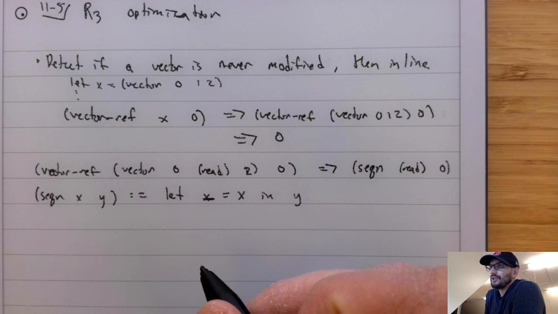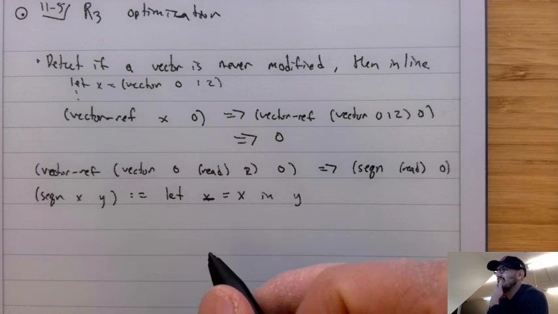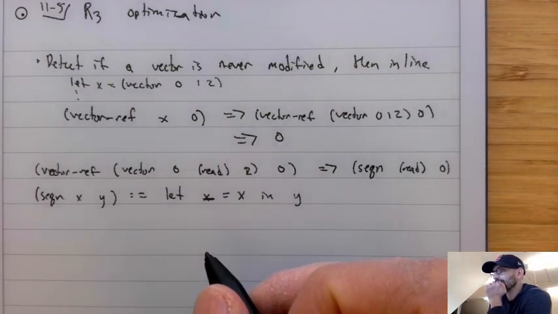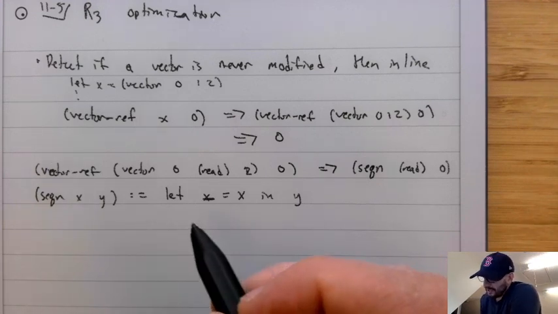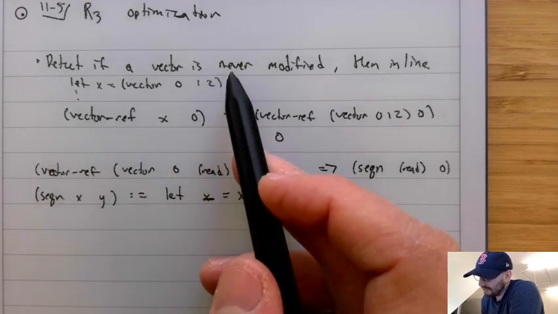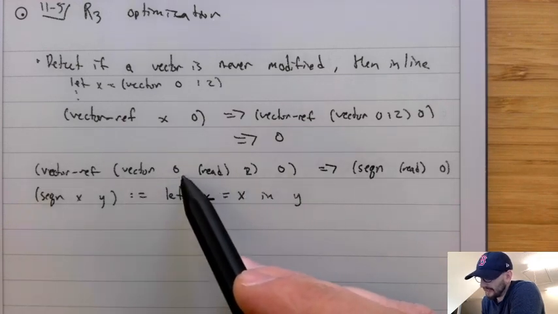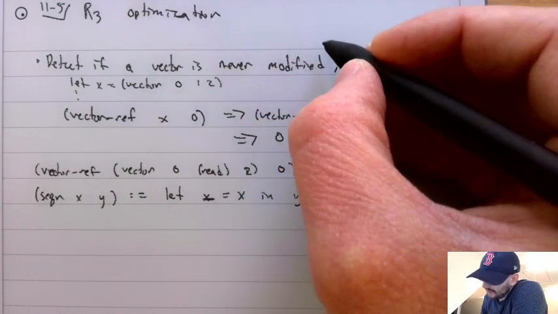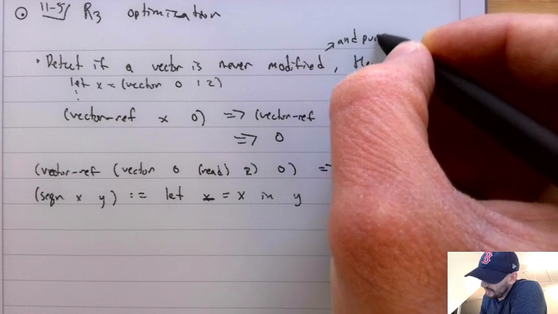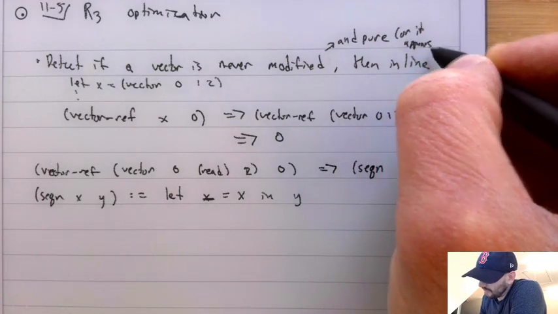What are other things that we could do? We could keep track. So if it's never modified, then we can inline it. And then when we see a constant vector there, we could basically compute what the answer is. Oh yeah, so if it's never modified and pure, then we inline it. Or if it appears only once.